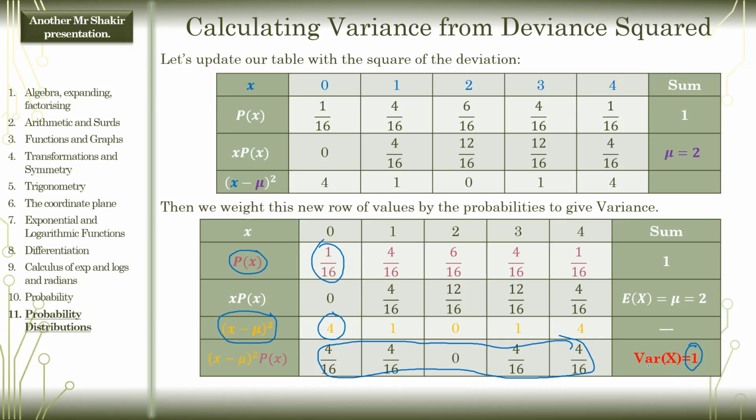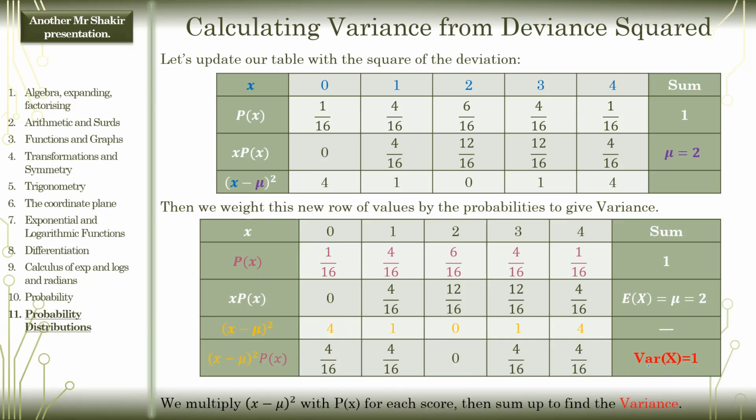Now remember, variance tells us how spread out the values are. It gives us an indication of how spread out the values are. All right, moving on.